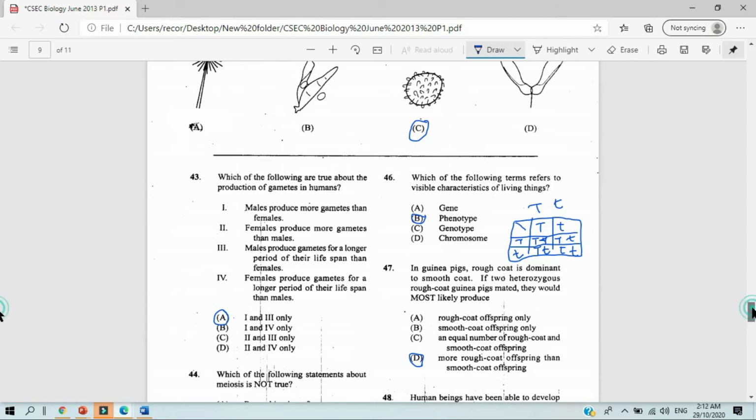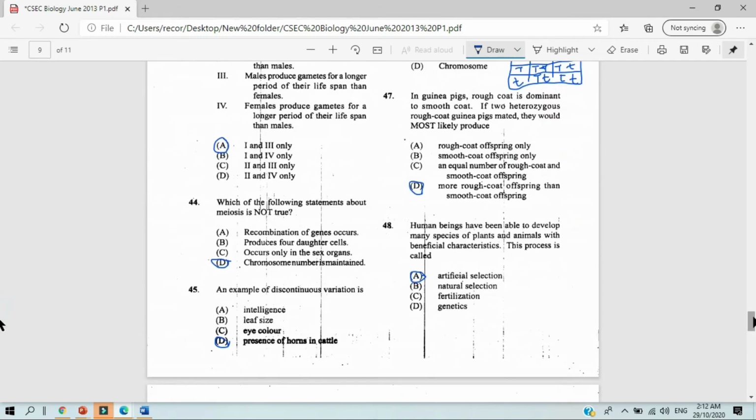44. Which of the following statements about meiosis is not true? I chose D. Chromosome number is maintained. No, the chromosome number is not maintained. Once it is meiosis, the chromosome number is half. So you're going to get 23 from mom, 23 from dad, and not the 46 that would move on as it would have been for mitosis. So here for 44, your answer is going to be D.